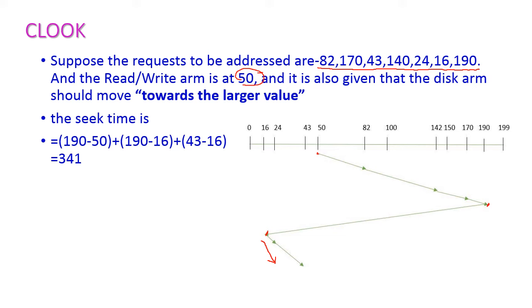Okay, now let us calculate the seek time. The seek time is 190 minus 50. See, 190 is here, 50 is here. So this is the time taken to travel between 50 and 190. After that, 190 to 16, and next 43 minus 16. Okay, the total is 341.